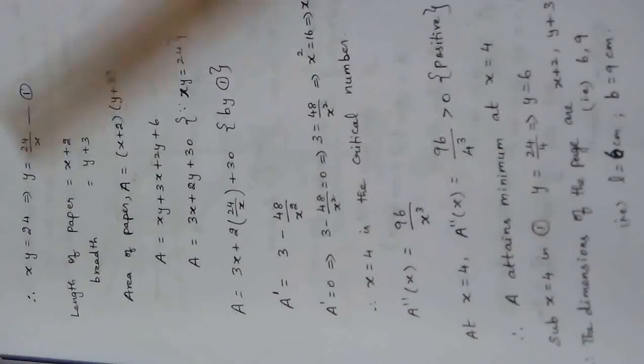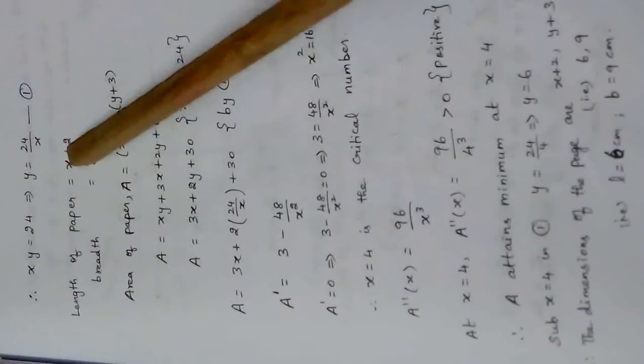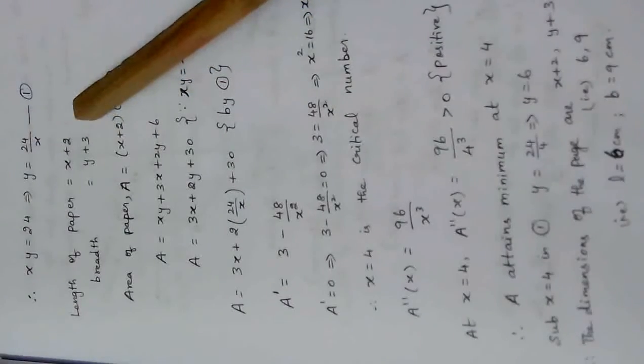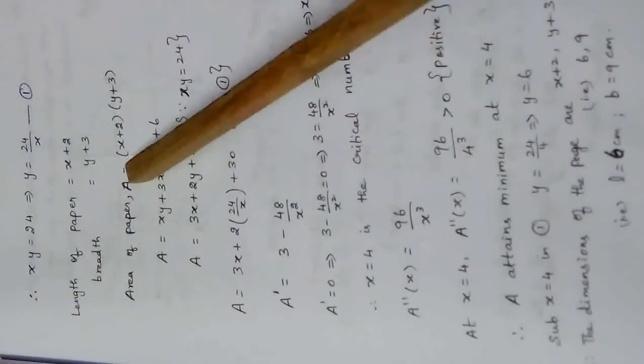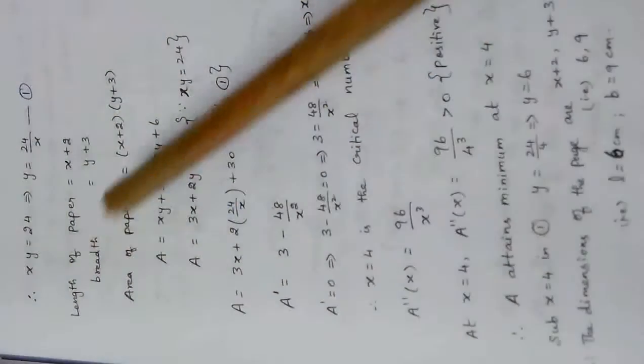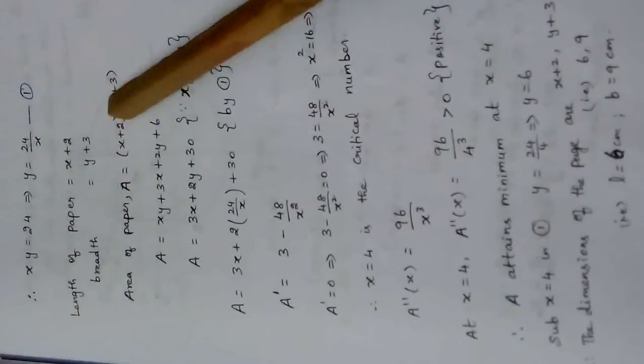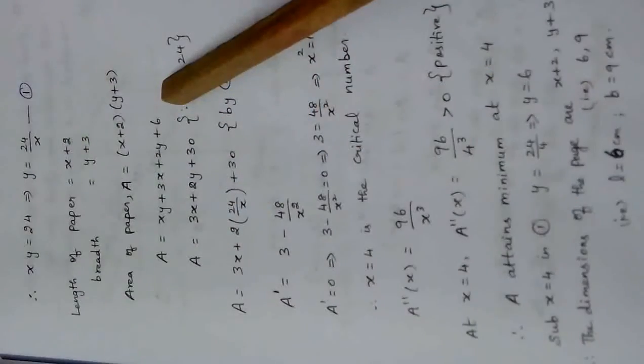And again from the diagram, length of the paper is given by x plus 2. Breadth of the paper is y plus 3, as I have explained in the diagram. So area of the paper means full paper. A is equal to length into breadth. So multiply these two brackets, you will get this.